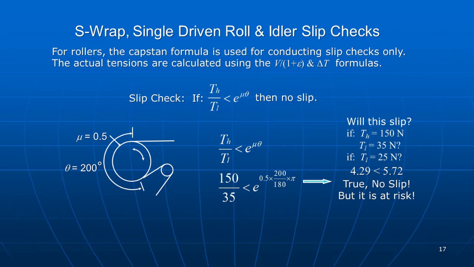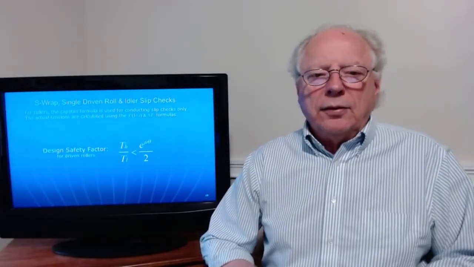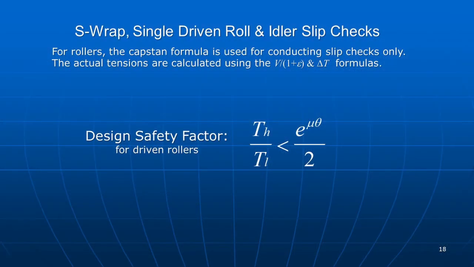If we were to think of our low tension going down to 25 newtons, well, that gives us a 6-to-1 tension ratio, and that would slip. So a tension difference of only a few newtons, especially on the low tension side, can make a big difference between slipping and not slipping. So we normally apply a safety factor. In this case, there is no definite way of doing it. I simply divide the e to the mu theta value by 2. And if I'm designing driven rollers, I like to keep my TH over TL less than that number.